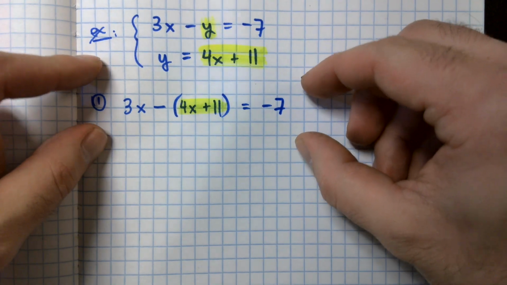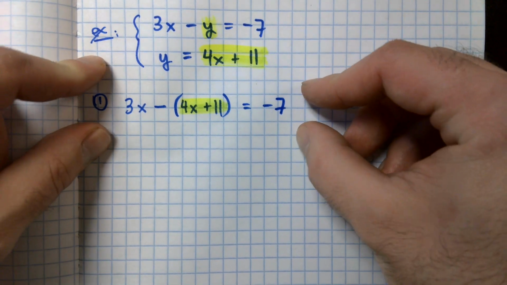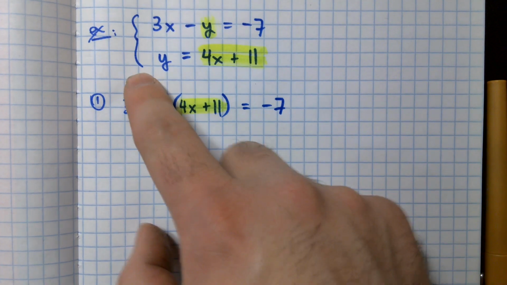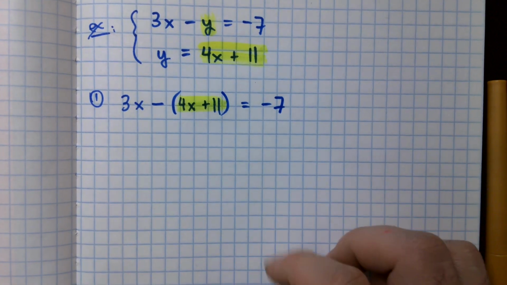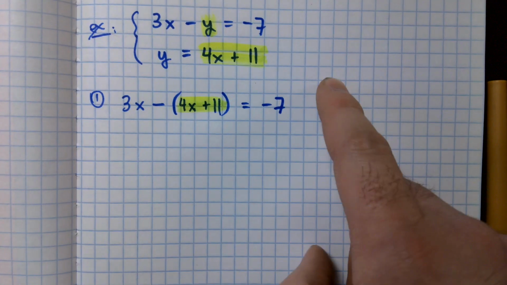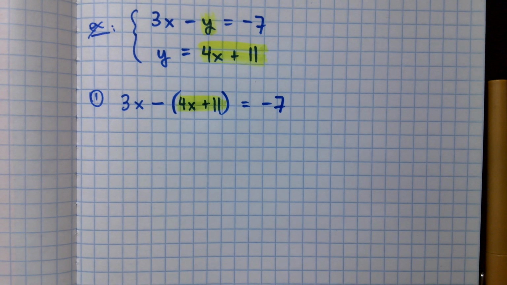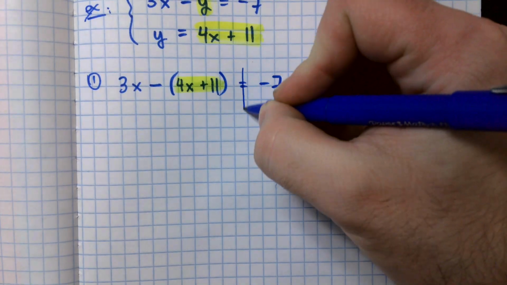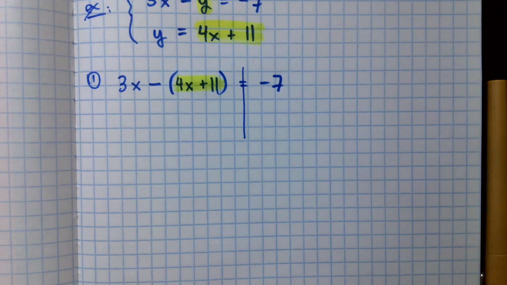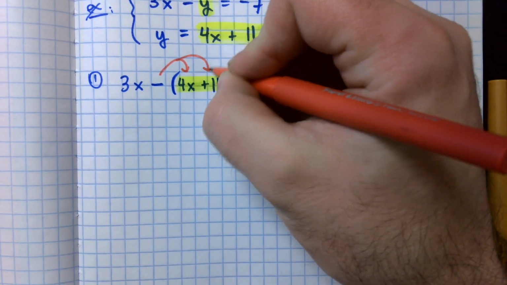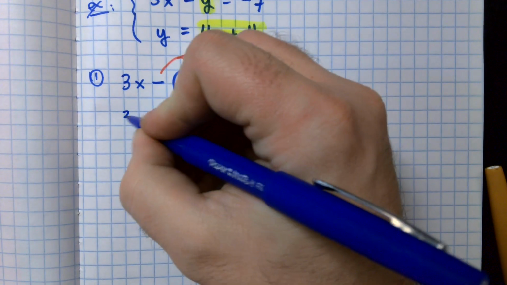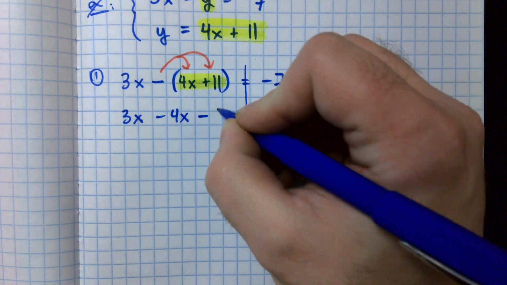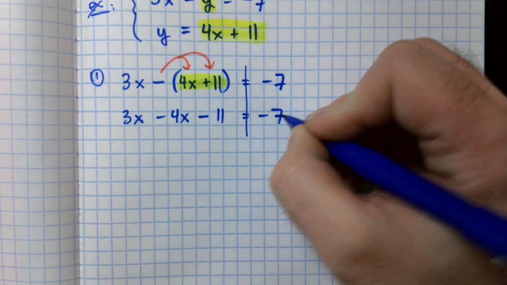What I now have here is a univariate equation. There's only one variable that I can now solve for. I can't solve for x when I'm also dealing with a y that I don't know. So if I put this equation in terms of x, now I can solve for x pretty easily. What would my first step be in solving for x here? Distribute the negative. Negative 4x minus 11. This turns into 3x minus 4x minus 11 equals -7.